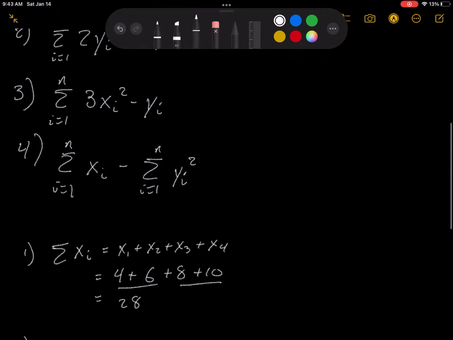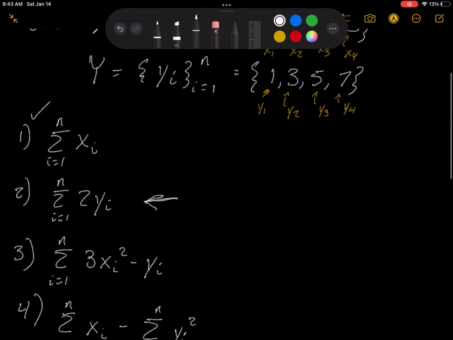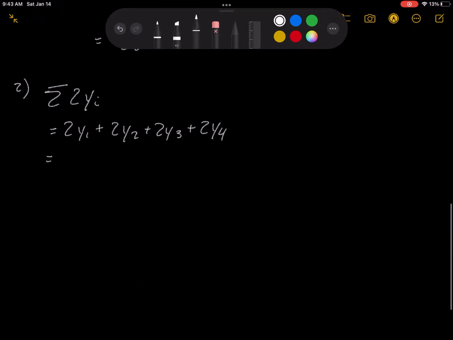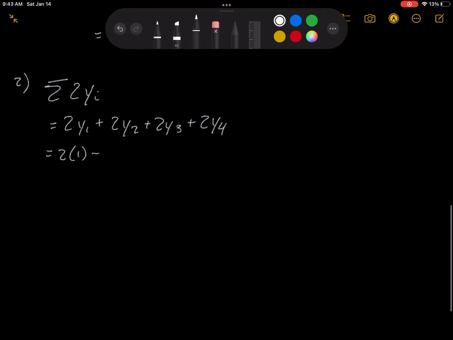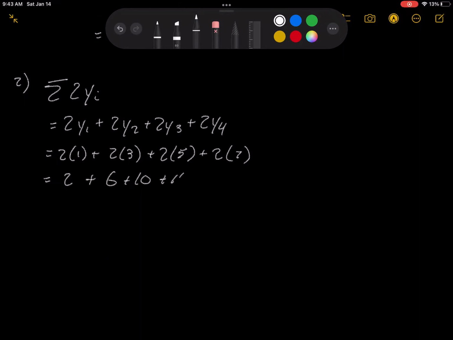So what are the y values? 1, 3, 5, and 7. So this will be 2 times 1 plus 2 times 3 plus 2 times 5 plus 2 times 7. All right, so I get a 2 plus a 6 plus a 10 plus a 14. That right there gives me 20. This gives me 12. In total, I've got 32. So the value of the sum of 2 times the y's is equal to 32.